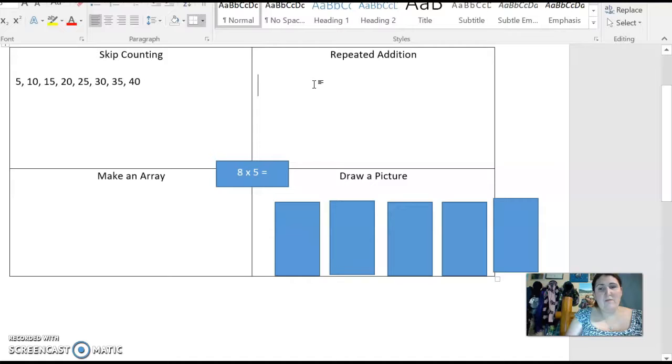If I use a repeated addition, I could add 8 5 times. So 8, 8, 8, 8, 8, and I could count them. I could put dots on them. Let's see if I can make them any bigger.